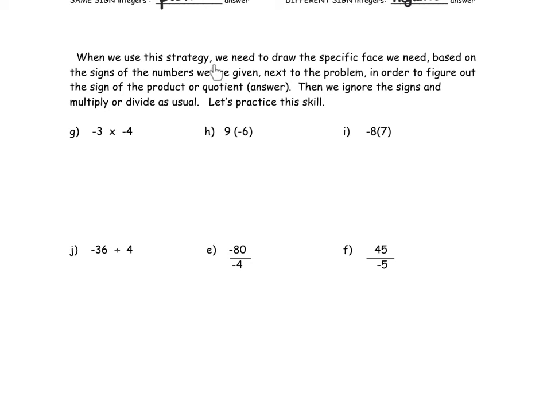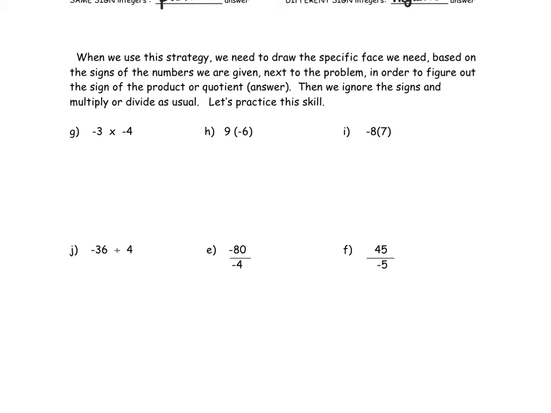When we use this strategy, we need to draw the specific face we need based on the signs of the numbers we're given next to the problem in order to figure out the sign of the product or quotient. Product is the answer to multiplication. Quotient is the answer to division. Then we ignore the signs and multiply or divide as usual. So let's practice this skill.